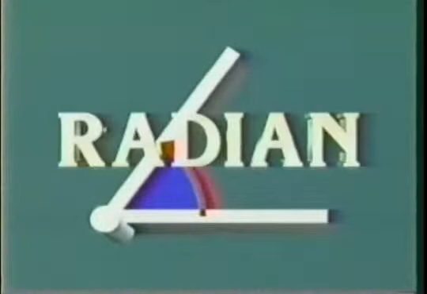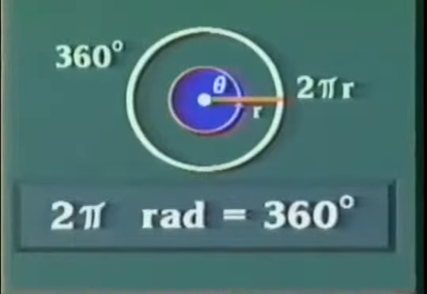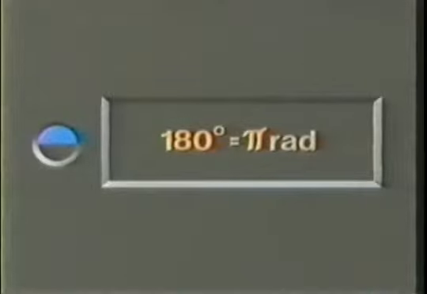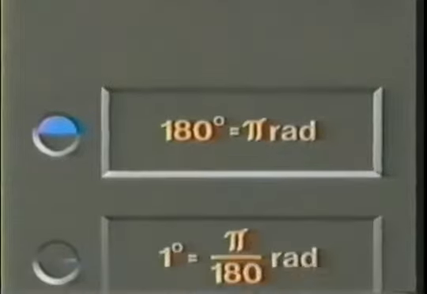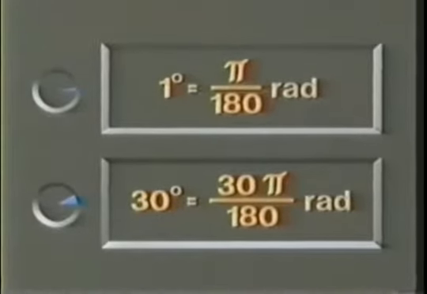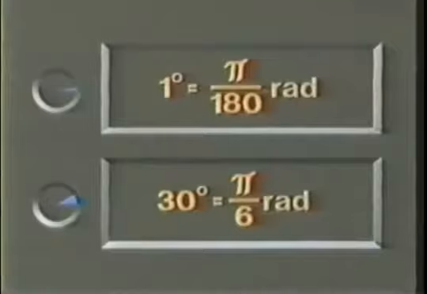In the last program, we looked at another unit for measuring angles, the radian. We saw that 2 pi radians equals 360 degrees, and pi radians equals 180 degrees. If we want to measure angles in radians, we make a simple calculation. 1 degree is pi over 180 radians. 30 degrees, then, would be pi over 6 radians.